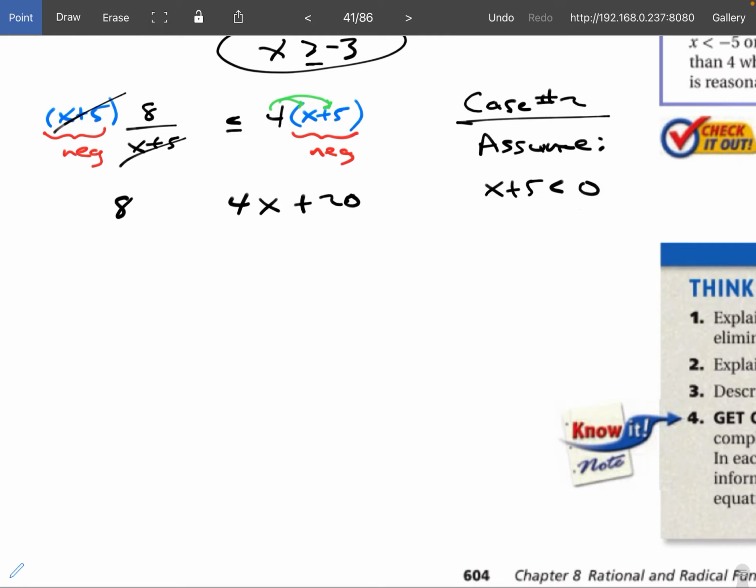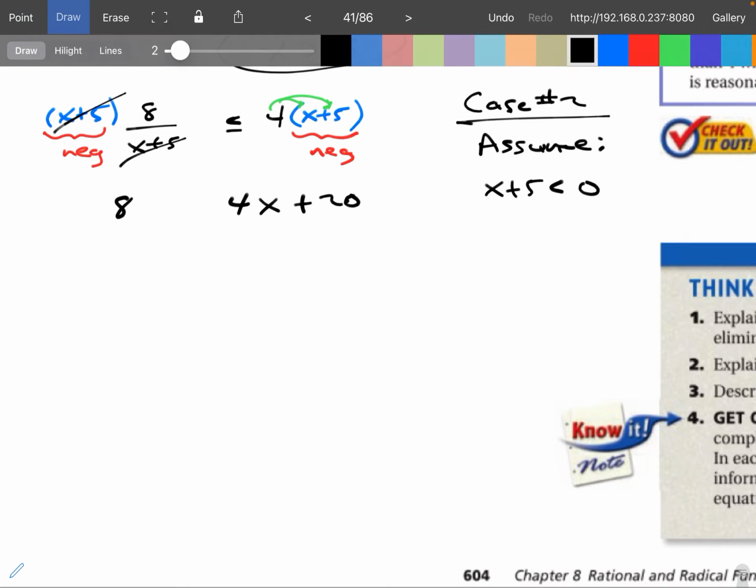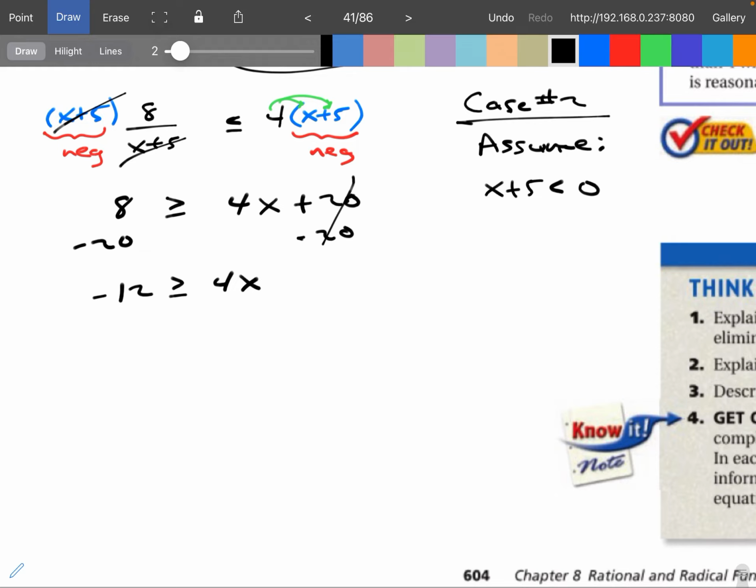But since this quantity x plus 5, since we assumed that it was negative, if I multiply both sides by a negative, I've got to switch the inequality or flip it the other way. So this is going to become a greater than or equal to. Now we're going to quickly solve this again, which we just did a minute ago, so it shouldn't take too much. So we're going to subtract 20 on both sides. The left side is going to be negative 12. That's going to be greater than or equal to 4x because these 20s are going to cancel out.